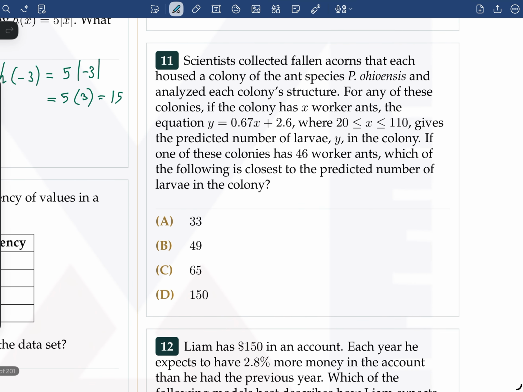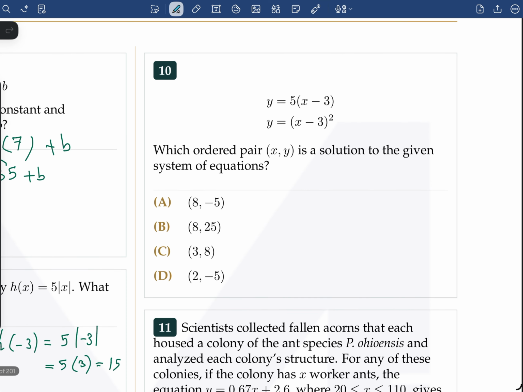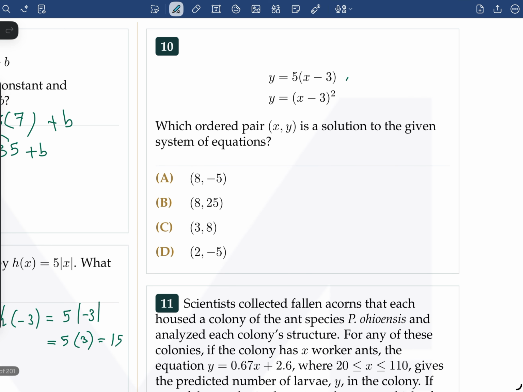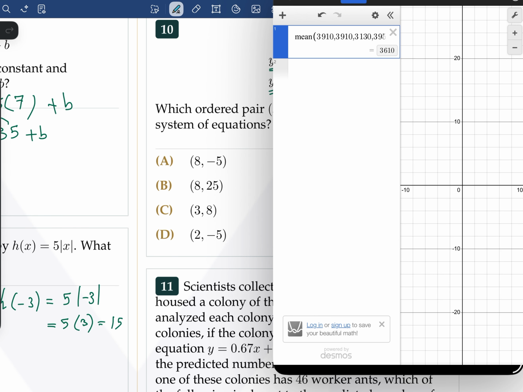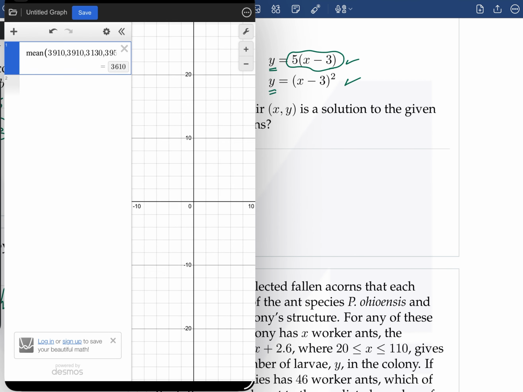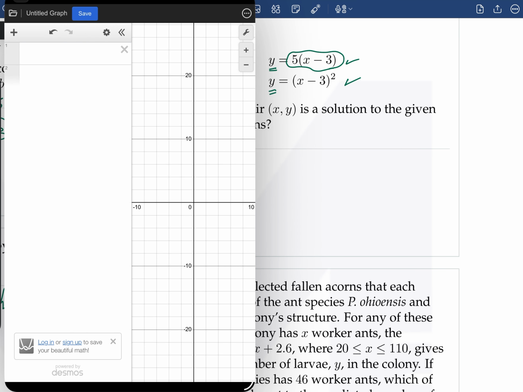Question number 10. This is a system of one linear equation and one quadratic equation. Which ordered pair is a solution to the given system? Here the algebraic solution is to substitute. Instead of y in the second equation, we can write this and then solve. Or it's better, or easier, to use Desmos for this kind of question. If we want to get the solution to the system, we need to just write the system and see the intersection between these 2 graphs.